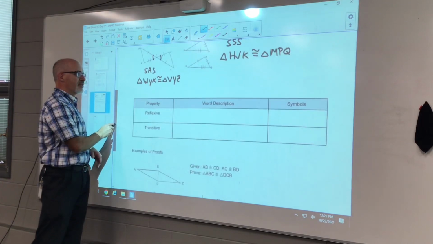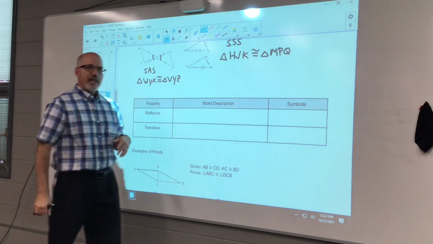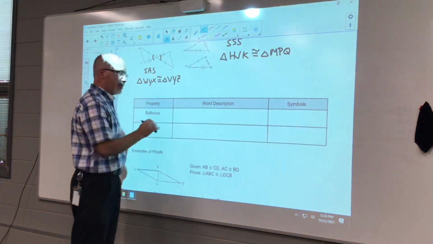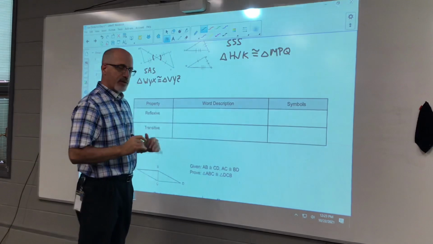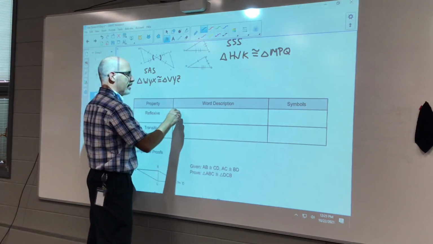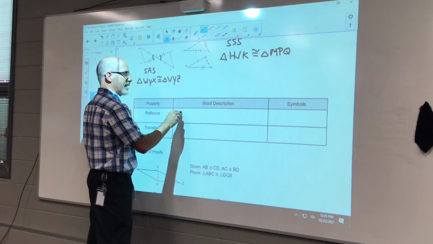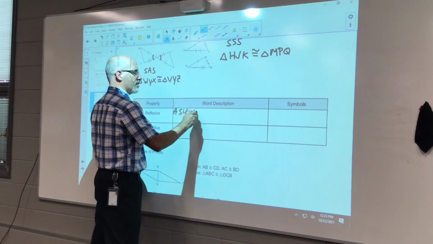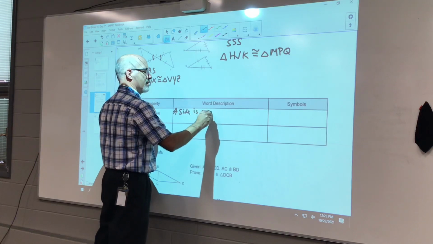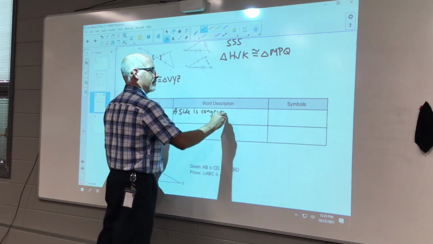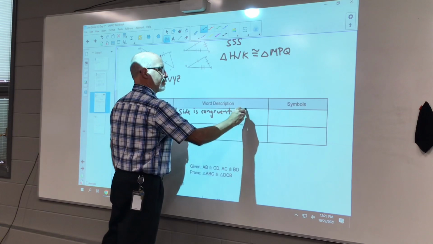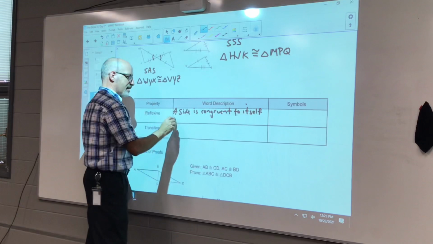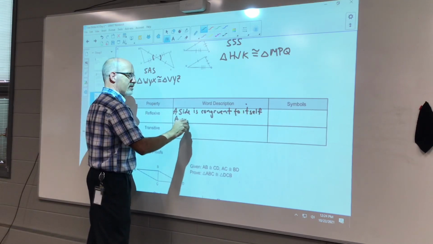The word reflexive means that something is equal or congruent to itself. I'm going to use the word congruence here because with triangles we tend to use congruence. So we'd say, we're going to say here either side, a side is congruent to itself, or we could say, the second one would be say, an angle is congruent to itself.